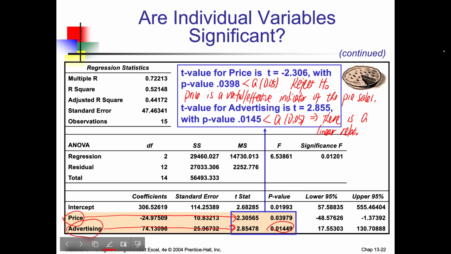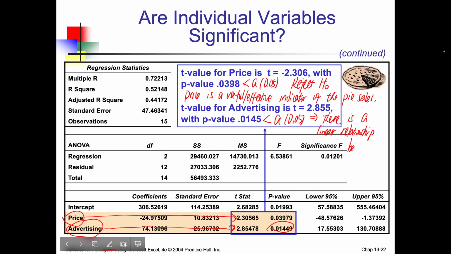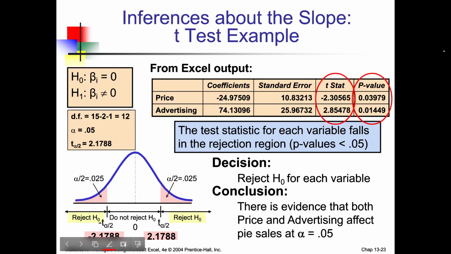I'll just show you different ways of interpreting the result to help you understand this better. Between advertising spending and pie sales. Okay, and then we just look into both.